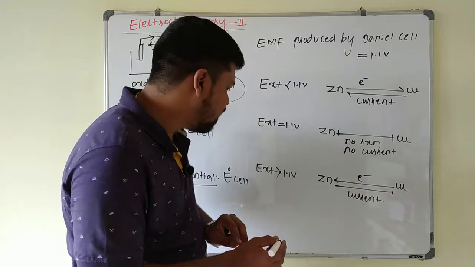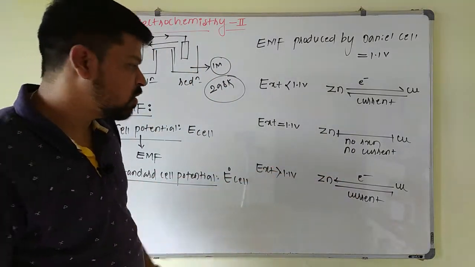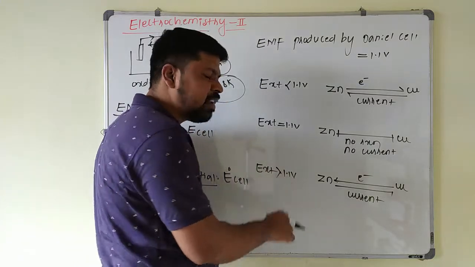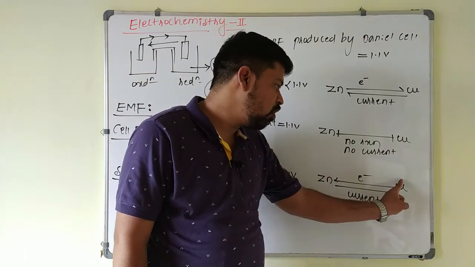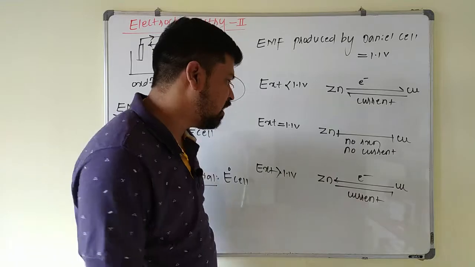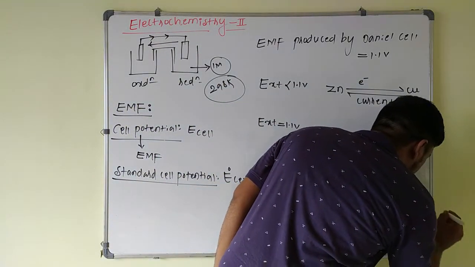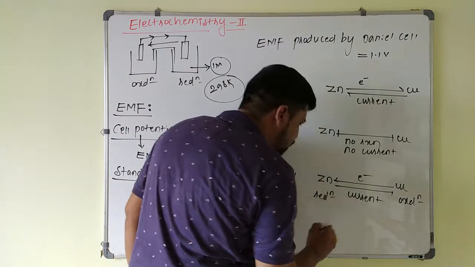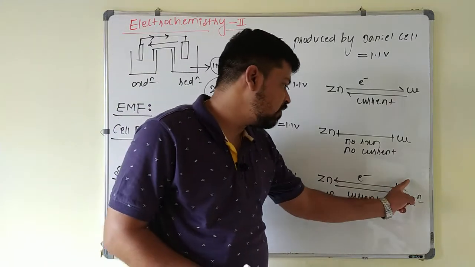Electrolytic cell. Here electrical energy is getting converted into chemical energy. Reverse it is. Whenever the external applied voltage is greater than 1.1 volt, the flow of electrons will be from copper to zinc. The current will be flowing in the opposite direction. So here copper is undergoing oxidation, the copper rod will be dissolved, and zinc is undergoing reduction.